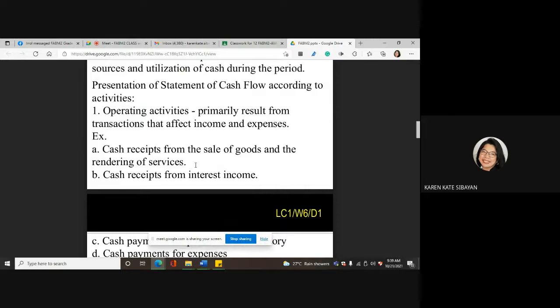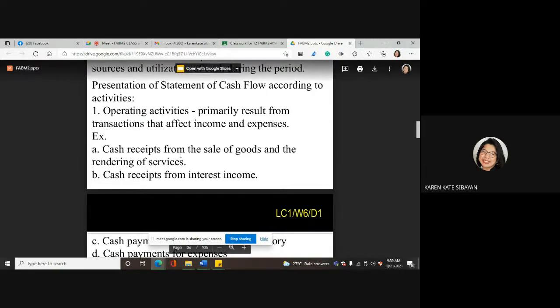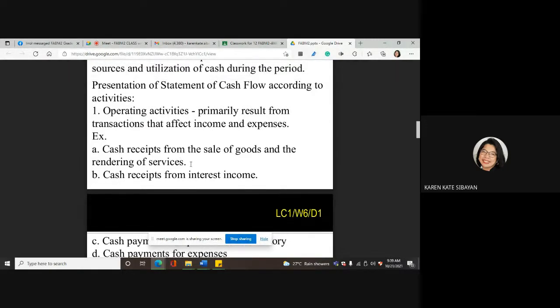Paano nakaka-affect ito? For example, itong number 1, cash received from the sale of goods and the rendering of services. Anyone in Tagalog? Nakatanggap ka ng cash dahil nakabenta ka ng goods or nakapag-provide ka ng services sa customer mo. Anong effect nito, class?